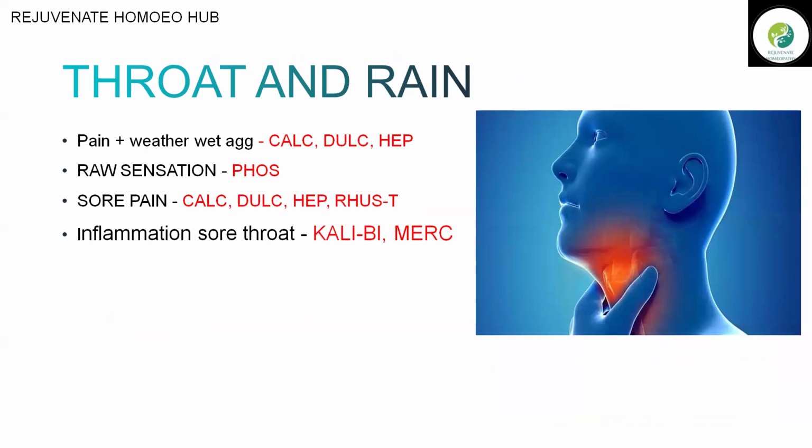Throat pain with weather aggravation: calcarea, dulcamara and hepar. Raw sensation in the throat, there is a lot of raw sensation, that is phosphorus. Sore pain: calcarea, dulcamara, hepar, rhus tox. Inflammation of sore throat: kali bichromicum and merc.